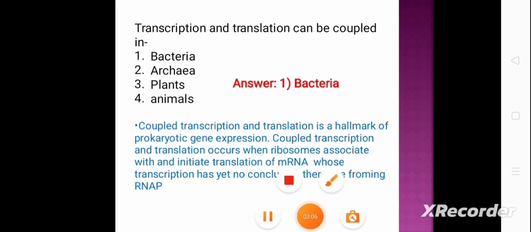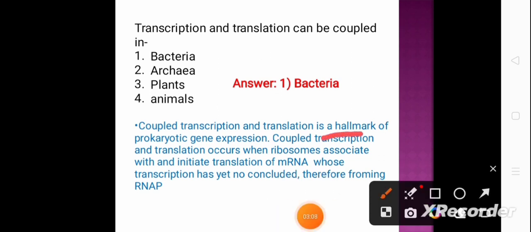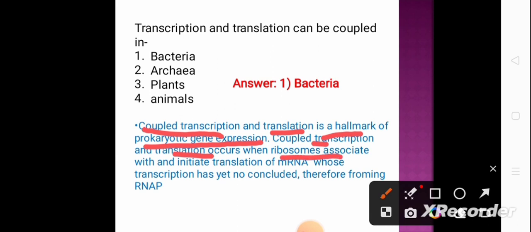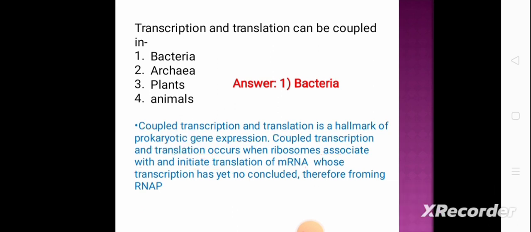Coupled transcription and translation is the hallmark of prokaryotic gene expression. It occurs when ribosomes associate with and initiate translation of an mRNA whose transcription has not yet concluded.